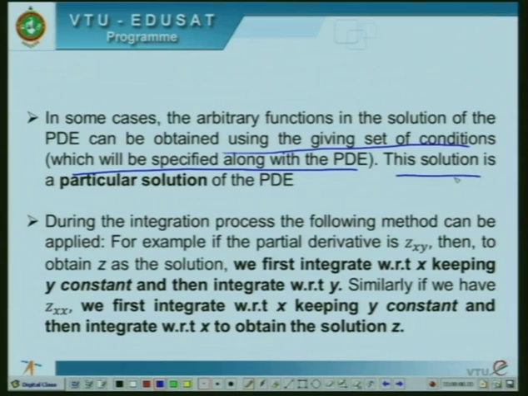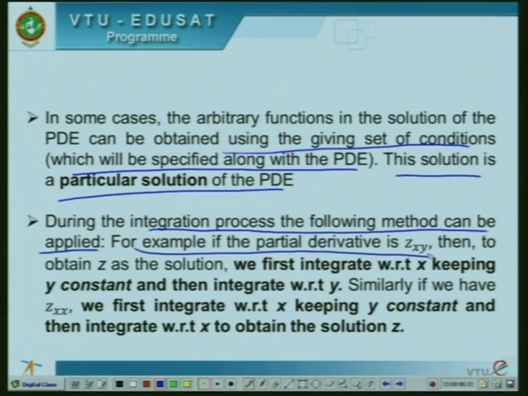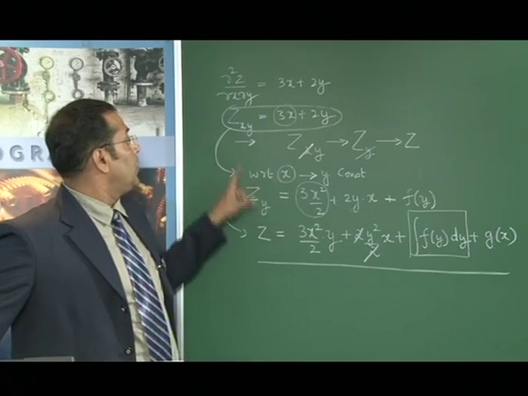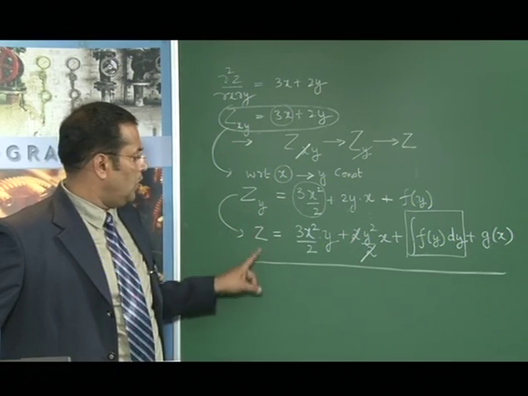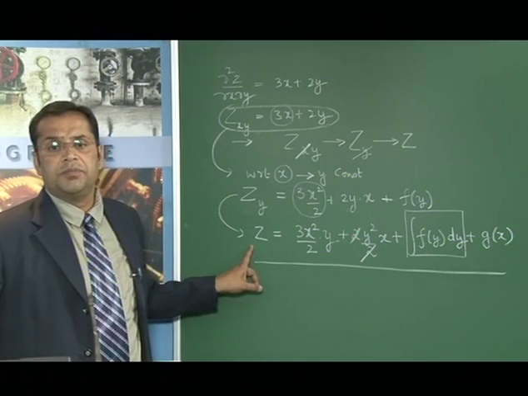This solution is also called a particular solution of the PDE. Second, during the integration process, the following method can be applied, as was illustrated here. For example, if the partial derivative given to you is zxy, then to obtain z as the solution, we first integrate with respect to x, keeping y constant, as was illustrated here. So, from zxy, you first integrate with respect to x to get zy, and then integrate with respect to y to get the solution z.